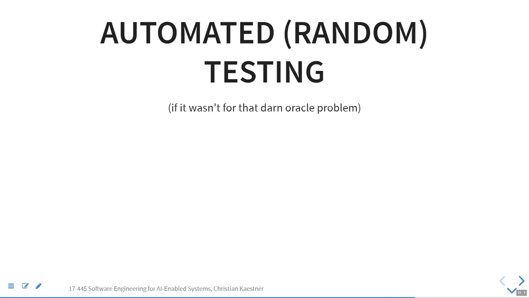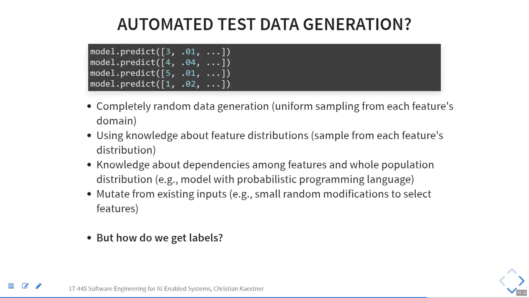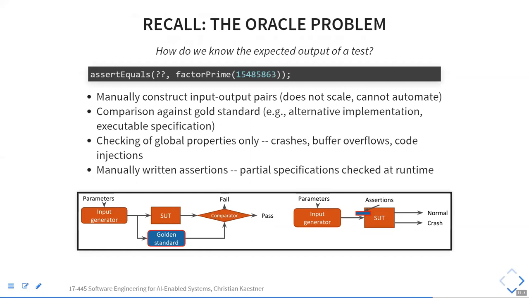So you're creating a test where you have some input, and this input you can just randomly generate. You generate just millions of inputs, randomly smart or not. There are a couple of different strategies here. And then you check whether the program behaves according to something. You still have the Oracle problem.